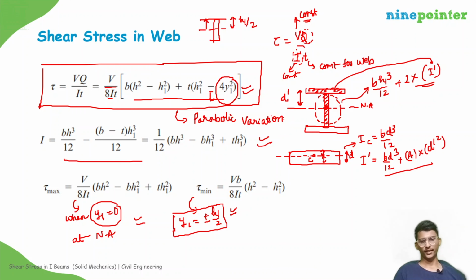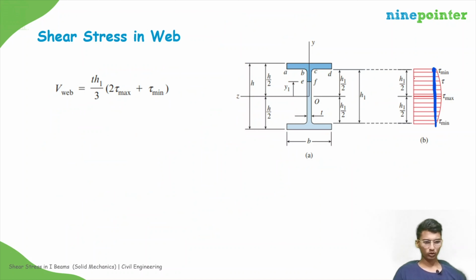So if we draw the diagram, it will look something like this. Here it is minimum, and see, it is symmetrical about this neutral axis. So whatever shear stress value is over here, that will be the same shear stress value over here at the same distance y. So here it will be tau minimum, and here again it will be tau minimum, and here it is tau maximum, and the variation is parabolic. So we can draw something like this. So this is the shear stress variation in the web, right?